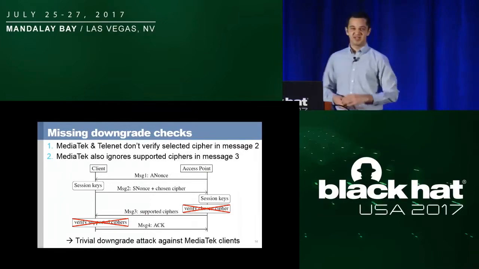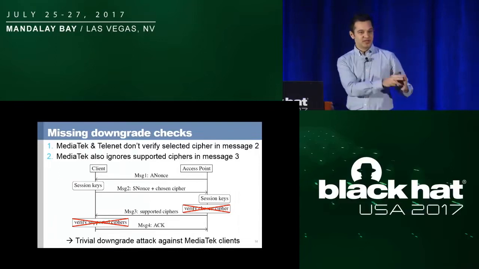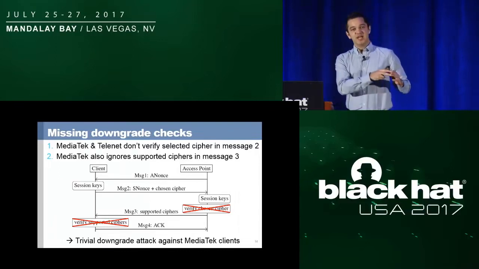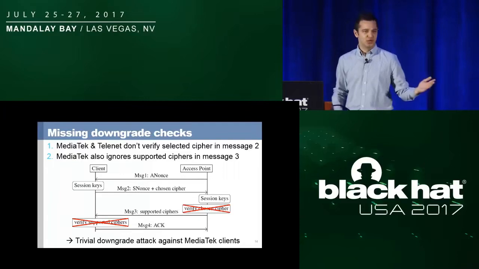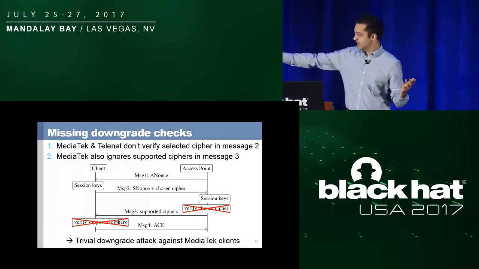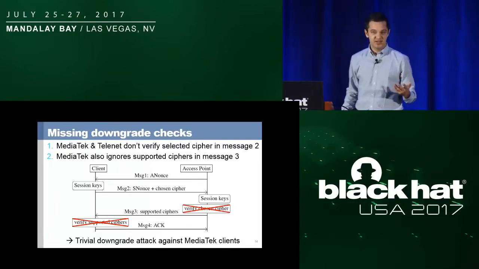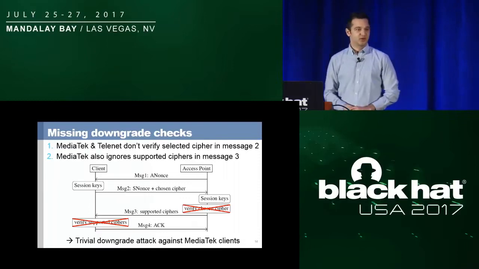The way this works is an attacker would put up a rogue access point, and it would clone the real network, and it would only advertise support for WPA TKIP, which means the client is forced to select the cipher because it's the only option. Normally, this attack would have been detected at this stage because an attacker cannot modify message 3 because it is authenticated. However, MediaTek doesn't check it, so it doesn't notice that anything is going wrong.